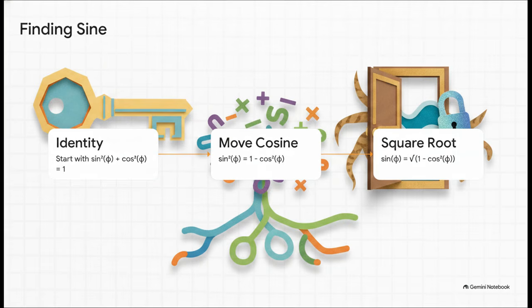Let's see just how powerful this key actually is. By taking that one foundational truth and just sliding the pieces around using some basic algebra, watch what happens. We move cosine to the other side, take the square root, and bam, we've suddenly unlocked a totally new door to figure out sine, just by knowing cosine.